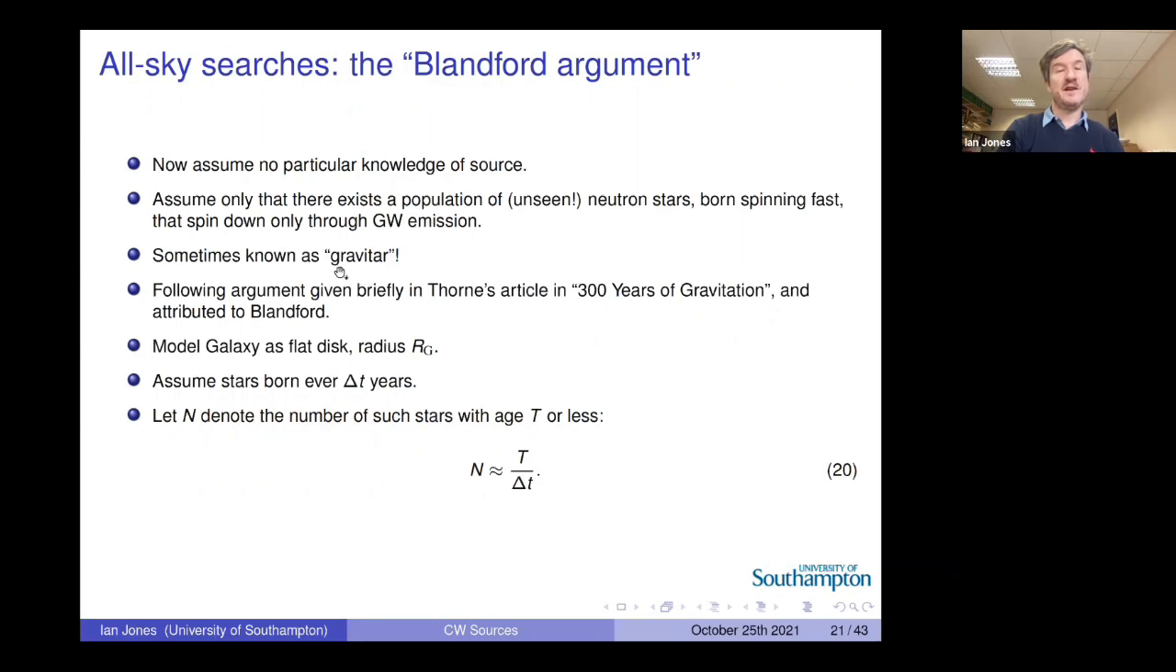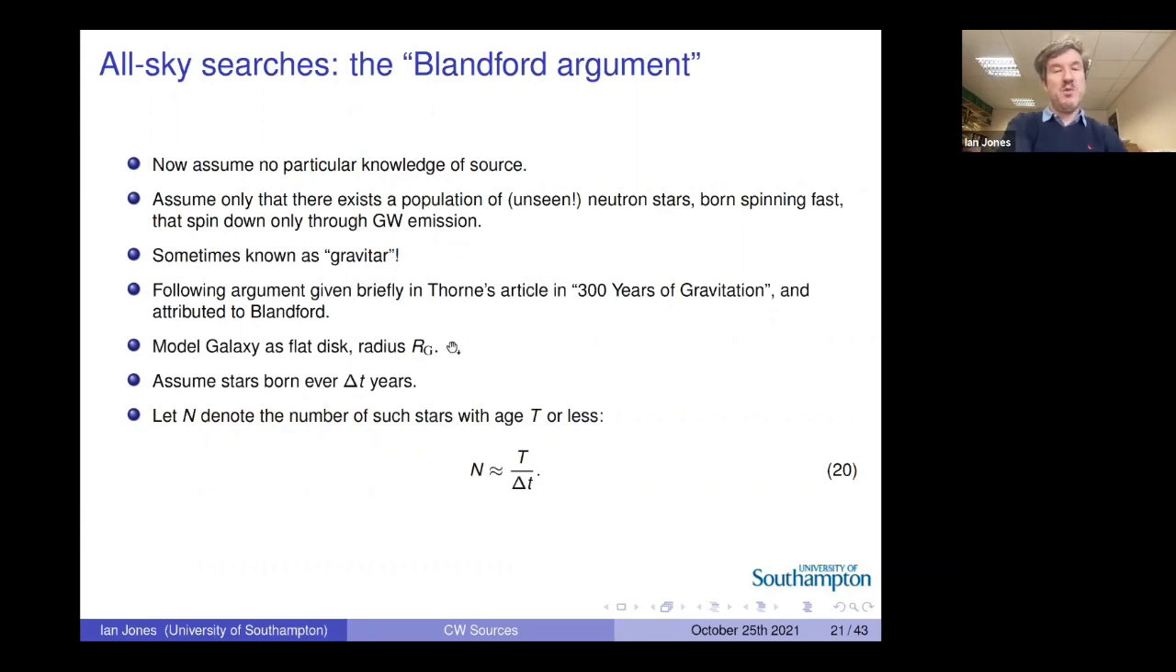Cristiano Palomba coined the phrase gravitar to describe this. So some people call these gravitars. And the argument I'm going to sketch out now is actually given in Kip Thorne's article in 300 Years of Gravitation. It's an argument attributed to Roger Blandford, and it's rather ingenious. And the model goes like this.